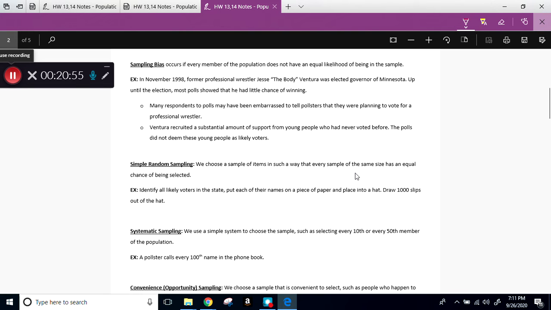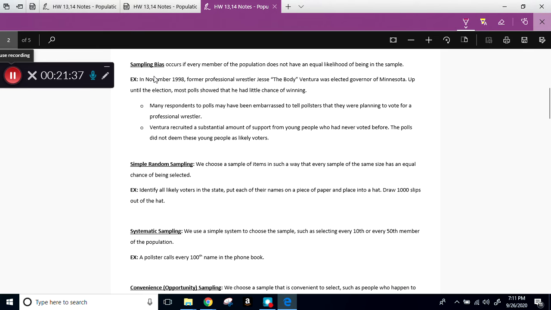Bias means somebody giving a sample or doing something that leans a certain way, and they inadvertently, they don't try to, may not even mean to, influence something. Let's just look at this example. Sampling bias occurs if every member of the population does not have an equal likelihood of being in the sample.